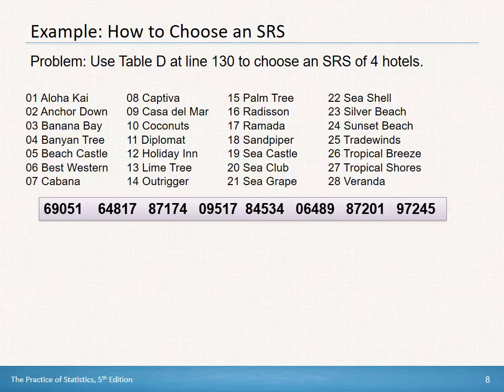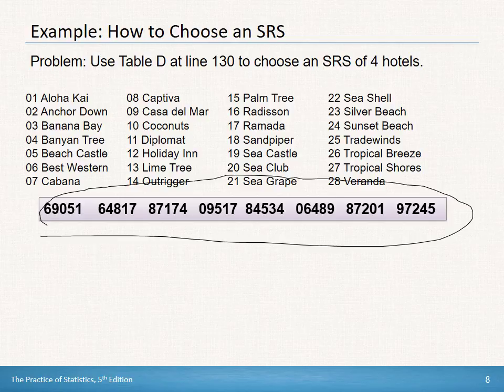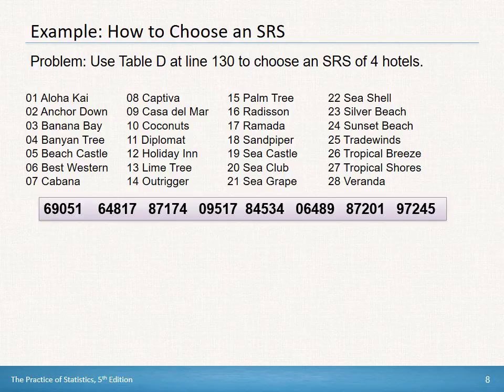Okay, so now we're going to look at an example of how to use a table to find your simple random sample. It says use Table D at line 130 to choose an SRS of 4 hotels. They went ahead and printed out a Table D for you so that you wouldn't have to worry about it. That's this right here. They have already also numbered the hotels for you. There were 28 hotels total.